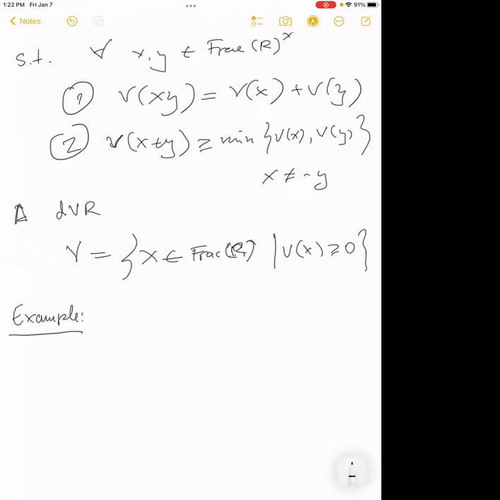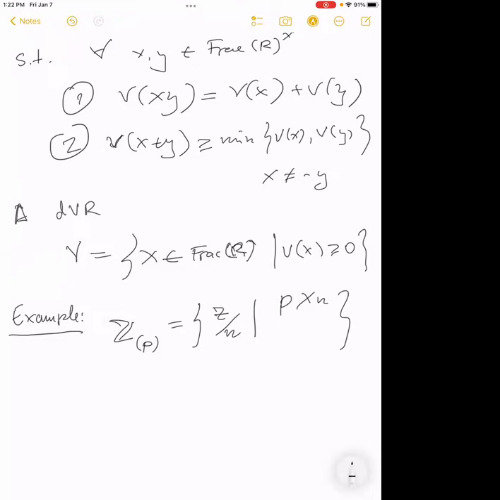So you consider Z localized at a prime ideal P, that is all fractions Z divided by N, where Z and N are integers such that P does not divide N. So this is a discrete valuation ring.